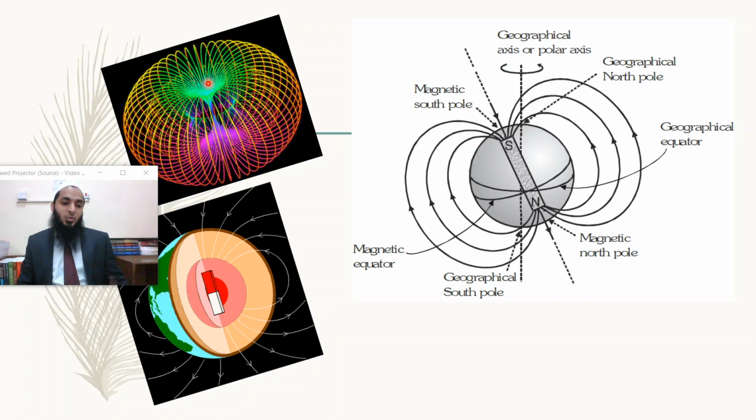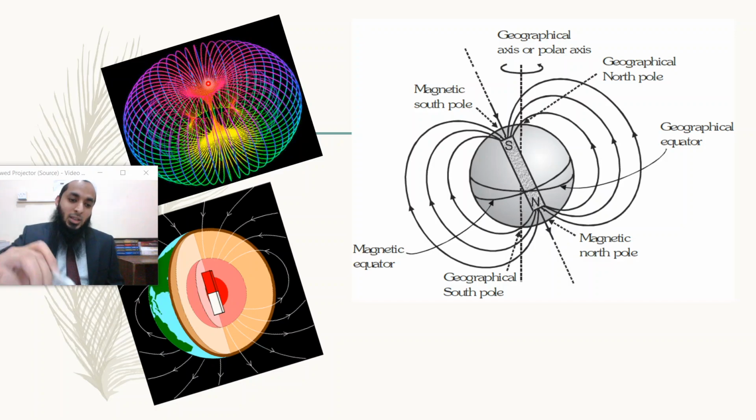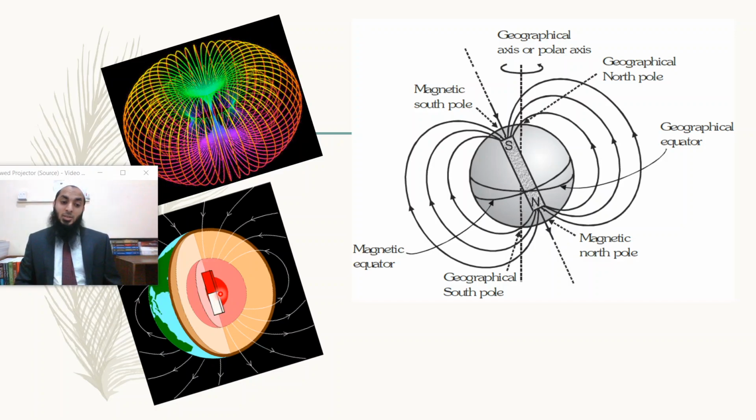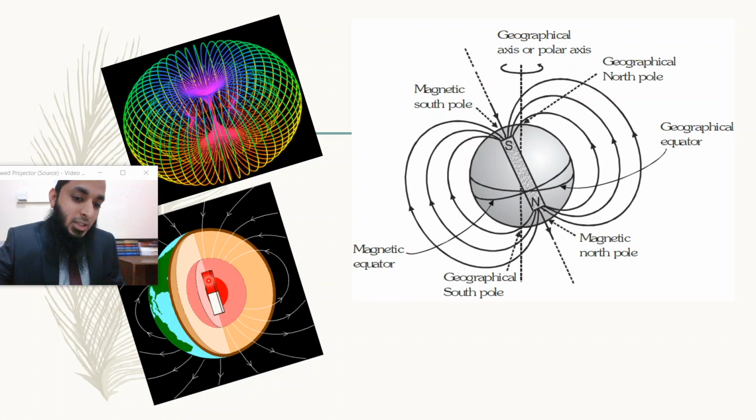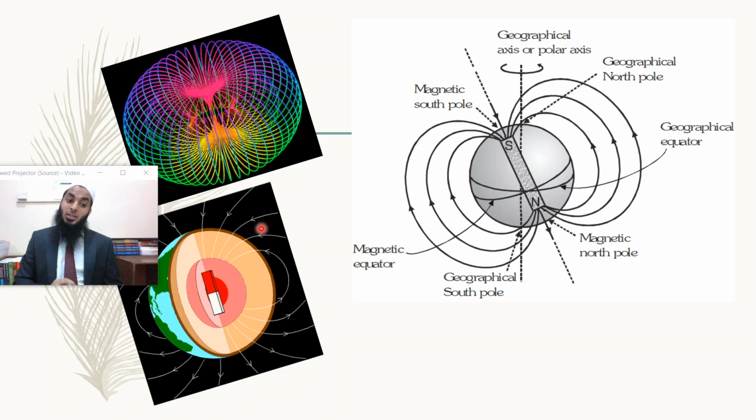No wonder William Gilbert thought that there is a giant bar magnet like this, which is not the case. So this is just a representation. As you can see here, there is no actual magnet inside the Earth, but the magnetic field lines produced by the Earth look like there is a magnet there.